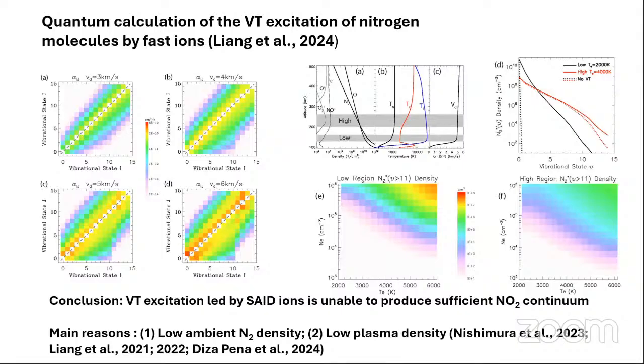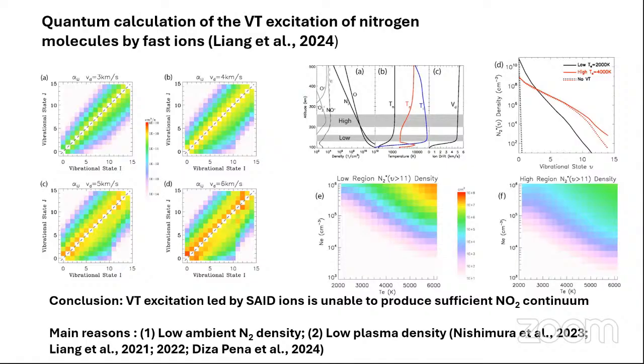However, again, the failure to explain the STEVE with this sort of continuum doesn't necessarily mean a failure to explain the aurora continuum. The aurora continuum is a different story because, first, aurora continuum occurs in the E region where the neutral density is much stronger.